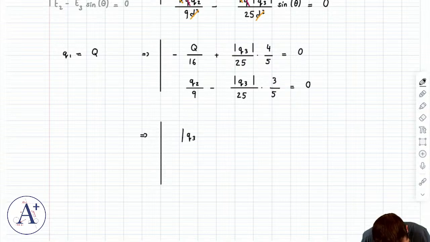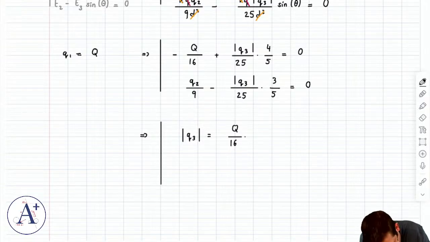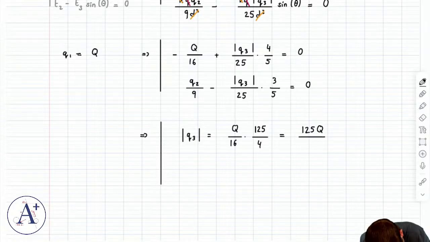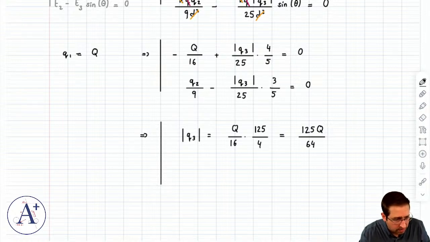But if I solve the first one, I get absolute value of Q3 is going to be Q over 16. I'll add that to both sides. Then I will multiply by 5 times 25 is 125 over 4. So this is going to be 125 Q divided by 64. Yeah, 64. All right, so that's absolute value of Q3.